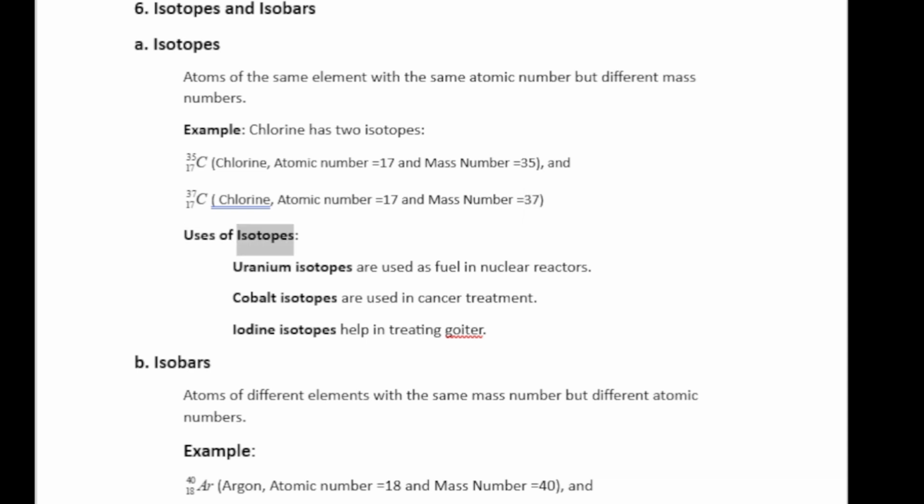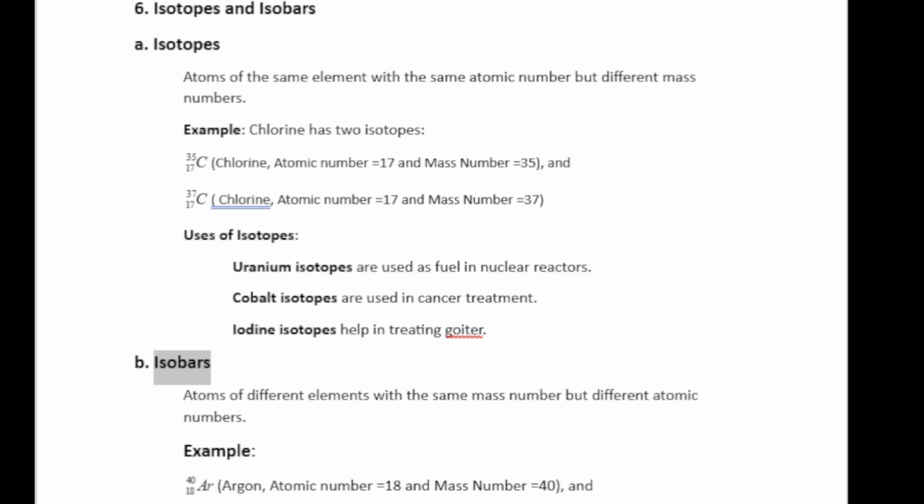Uses of isotopes. Uranium isotopes are used as fuel in nuclear reactors. Cobalt isotopes are used in cancer treatment. Iodine isotopes help in treating goiter.